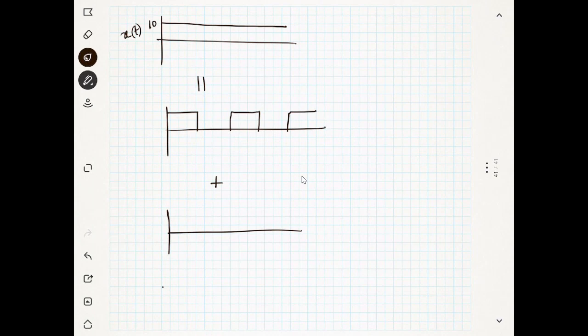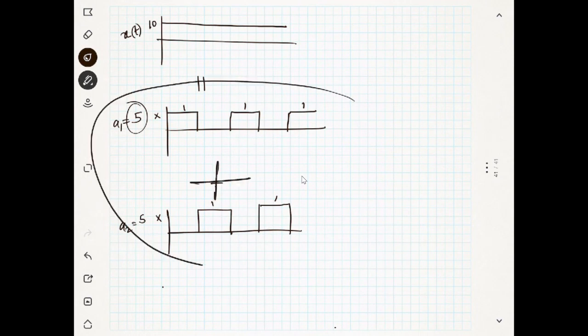This is your signal, and your other signal is like this. This is 1, this is 1. So can you decompose the signal into two parts? Yes, a straight line. You just multiply this with a coefficient, let's say a1, and the other with a2. Then if you add these two, you will get 10.